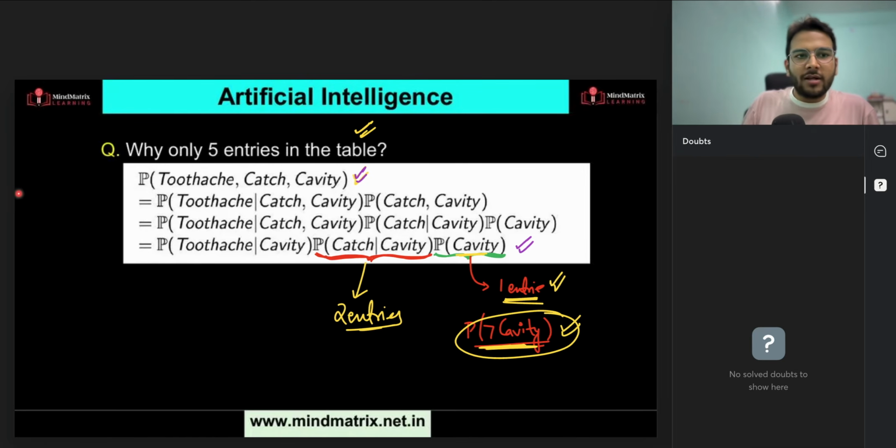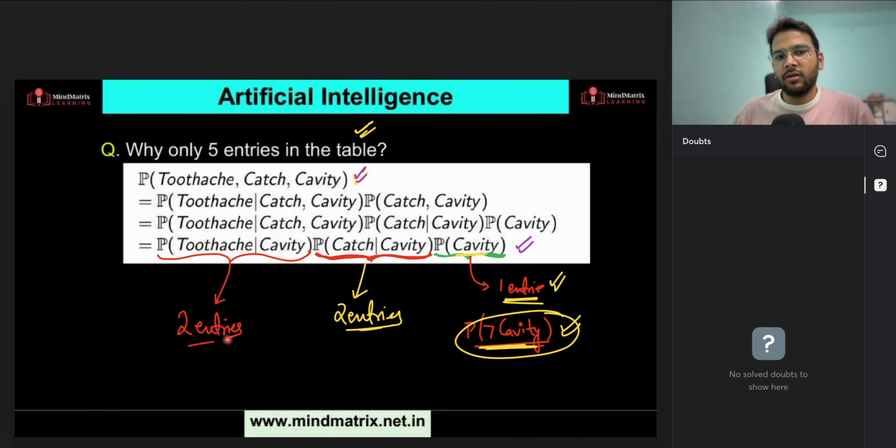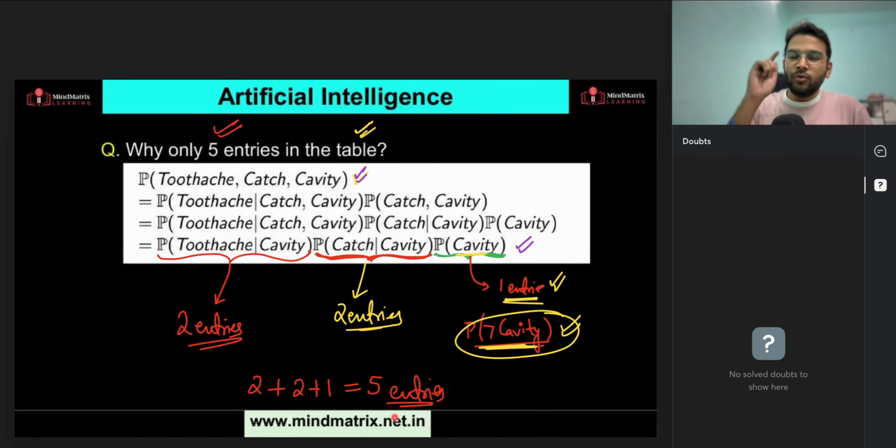Now I hope you can answer for this one easily. How many entries do I need for the probability of toothache given cavity? Again, it is similar: 2 entries you need. So can I say you need just 5 entries now in the table? That is 2 plus 2 plus 1. 5 entries. So do you see the difference?